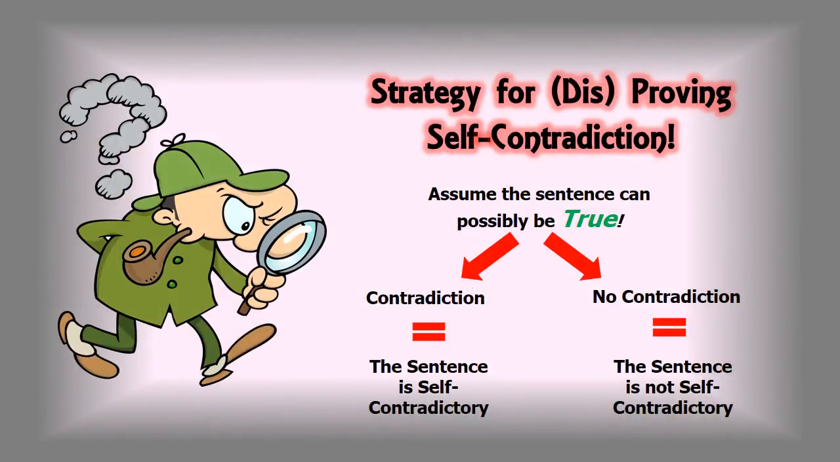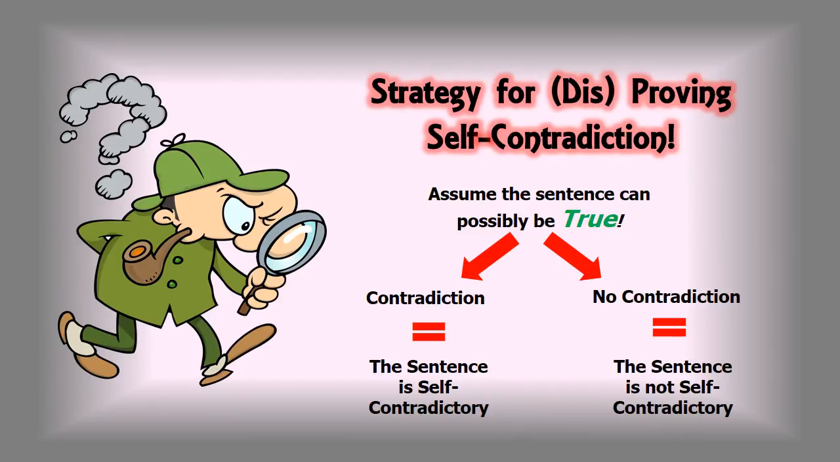A similar method holds for proving or disproving that a sentence is self-contradictory. Just assume the sentence can possibly be true. That shouldn't be the case for a self-contradiction. So if you are led to a contradiction in your view that the sentence can possibly be true, the sentence was genuinely self-contradictory. If you're not led to such a contradiction, the sentence is not.